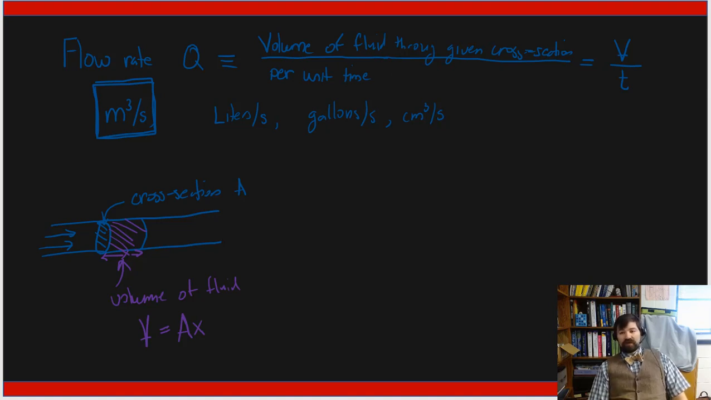Now we want to know the flow rate. That's a volume per time. So we divide by time over here. Basically, x over t, this part right here, is speed, lowercase v. This is uppercase V for volume, this is lowercase v for speed. So we can say that Q, the volume flow rate, is equal to A times v, the cross-section area times the speed.